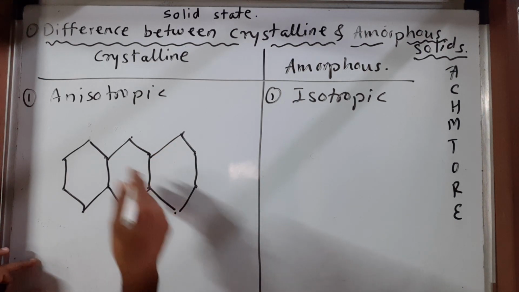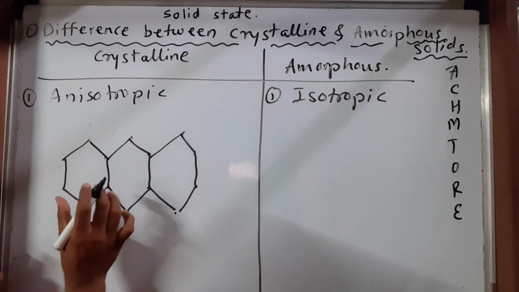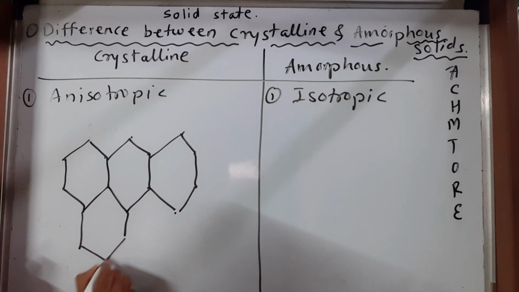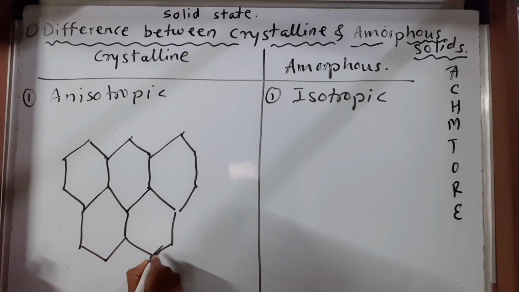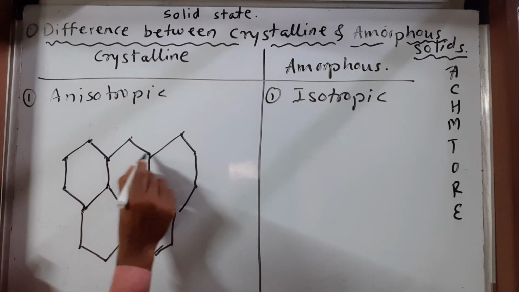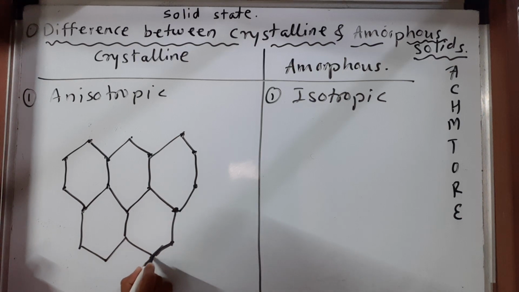Okay, it might not always be hexagonal, it may be of different shapes, but the repeating pattern gets repeated again and again. Here you are seeing the repeating pattern get repeated. So at the corner, okay, here there are the constituents. I hope you understood. Here there are the constituents of the crystalline solids.